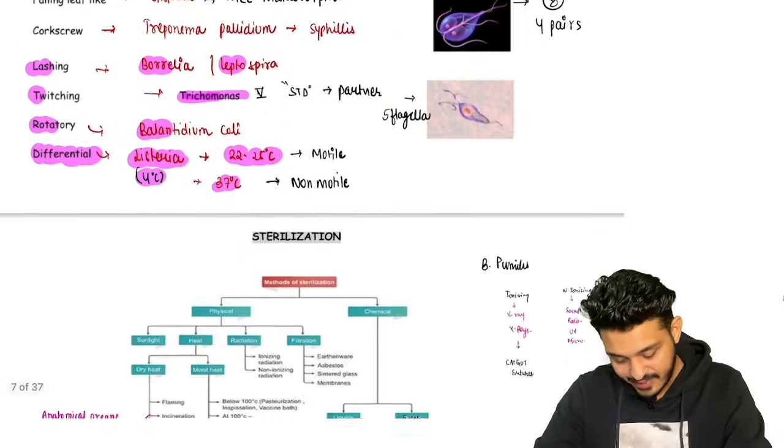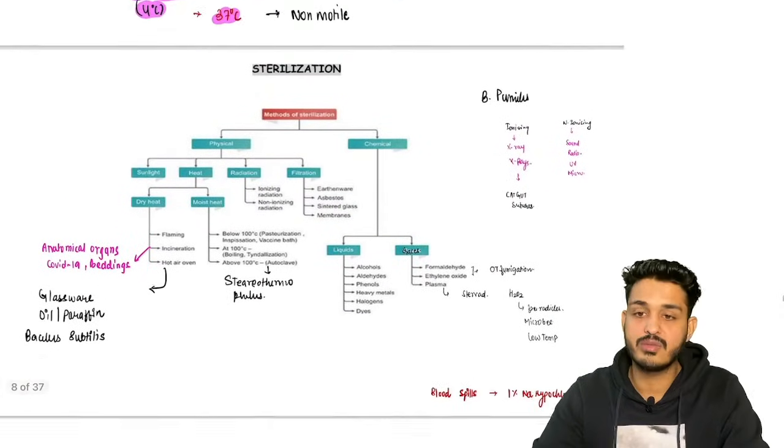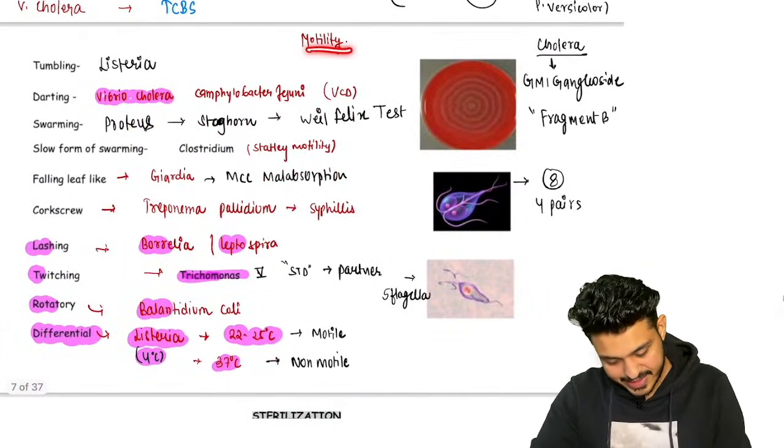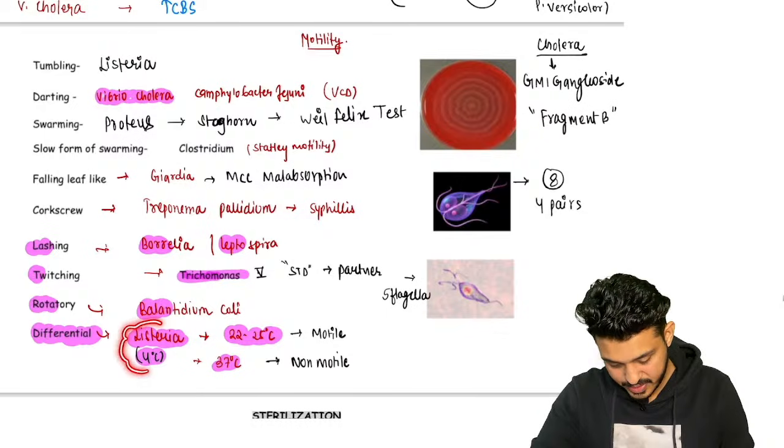The next thing we are having is about sterilization. Very important, definitely they are asking a question from sterilization. No issues with the motility. Listeria is their favorite question, right?